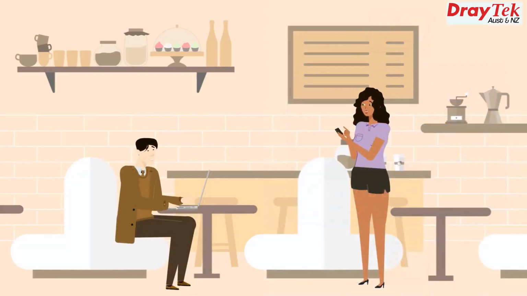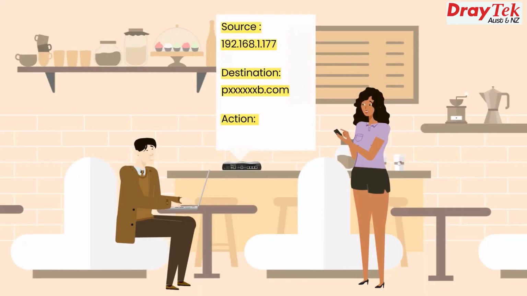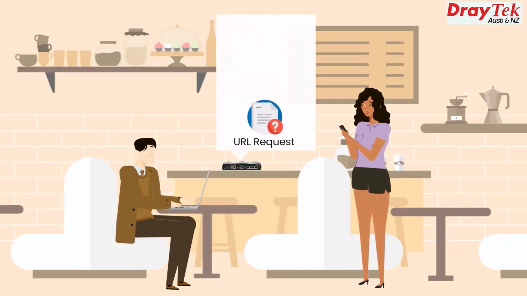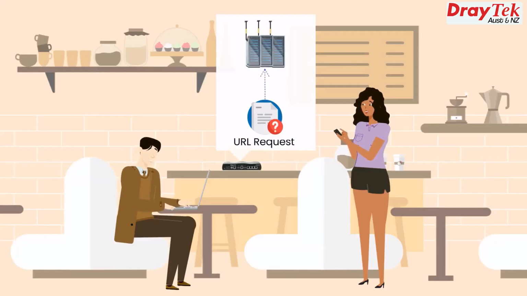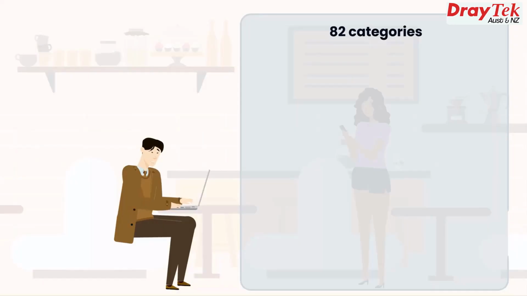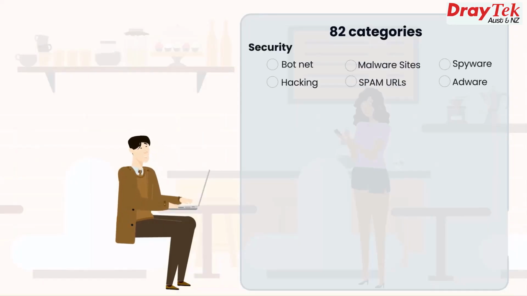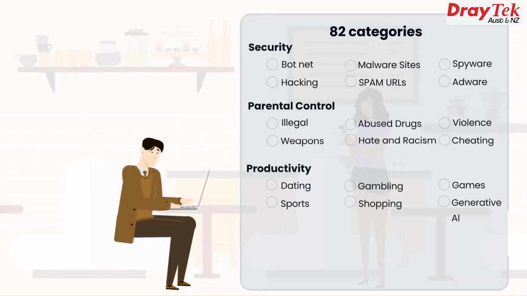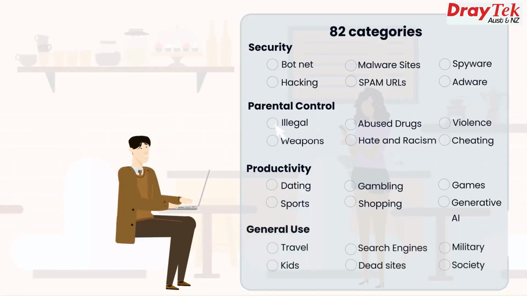DrayTek's web content filter makes it easy to control what users can access on the internet. Instead of manually blocking individual websites one by one, the router automatically checks each web request against a cloud-based database. The system uses an up-to-date URL reputation service powered by BrightCloud, which classifies websites into 82 categories across areas such as security, parental control, productivity, and general use. This allows administrators to quickly decide what types of content should be allowed or blocked on the network.